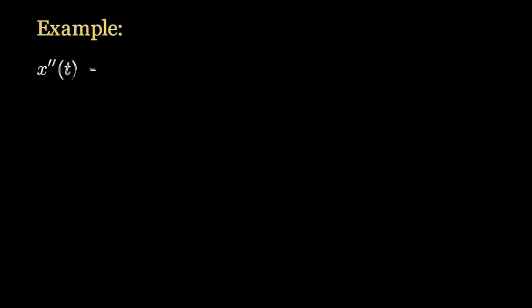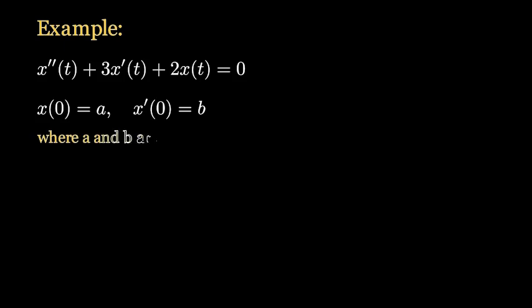Let's look at an example. The second derivative of x plus 3 times the first derivative of x plus 2x equals 0. We are given initial conditions x of 0 equals a and x prime of 0 equals b, where a and b are constants.